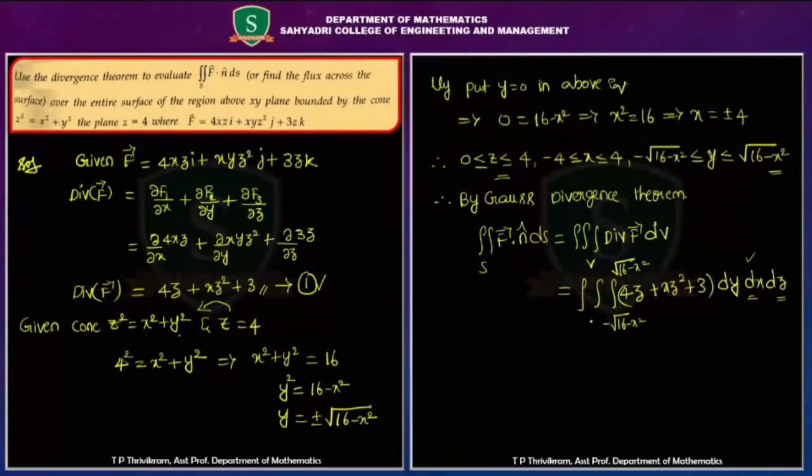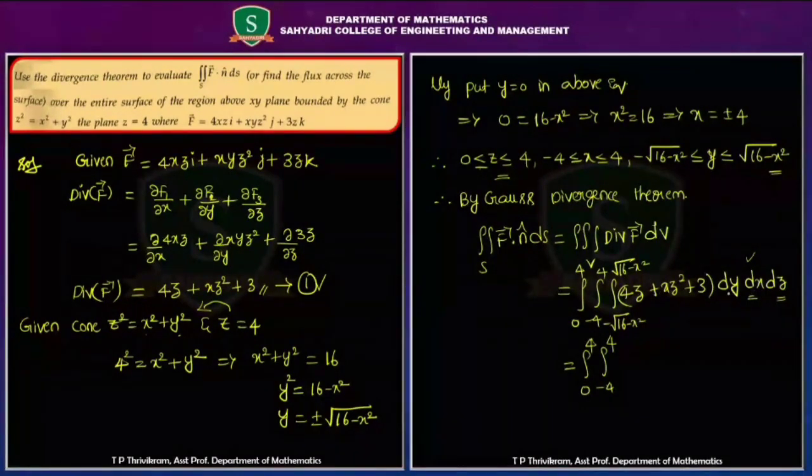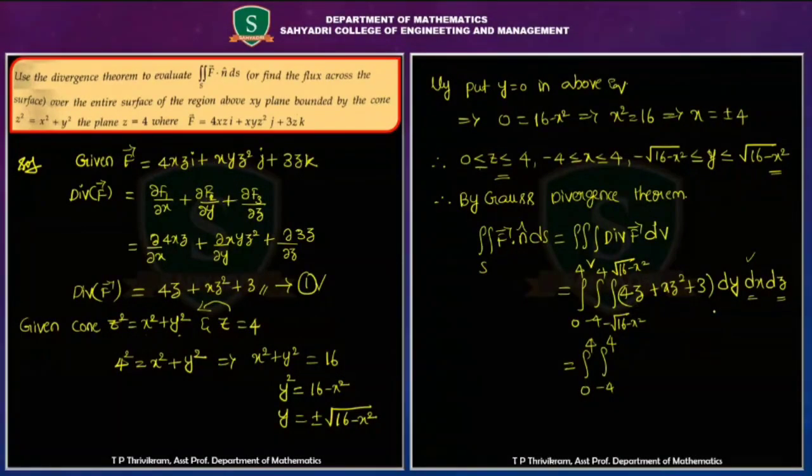Next minus 4 to 4, next 0 to 4. So these are the limits for y, x and z. So this one equals integral 0 to 4, integral minus 4 to 4. Now we have to integrate with respect to y. In this expression, the y variable is not there in the bracket, so integral 1 dy is what you will get.